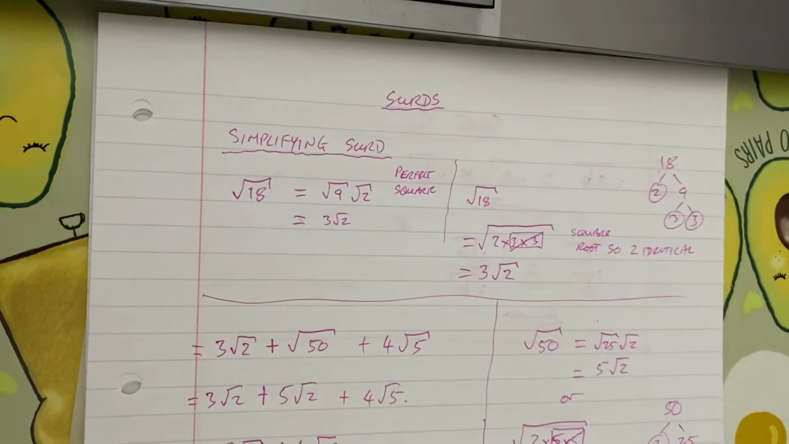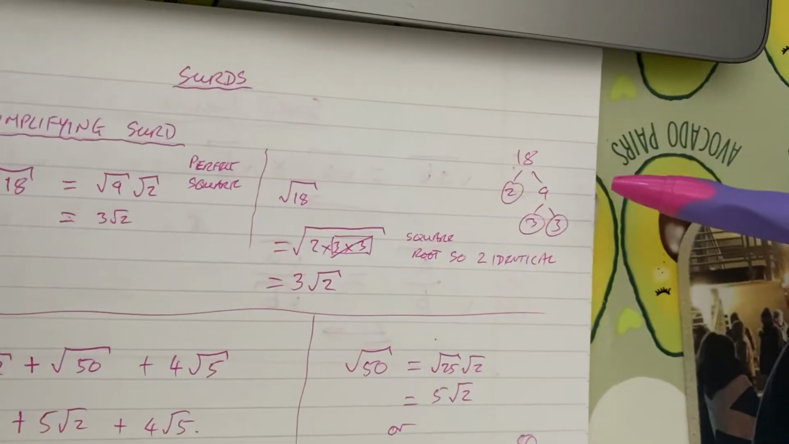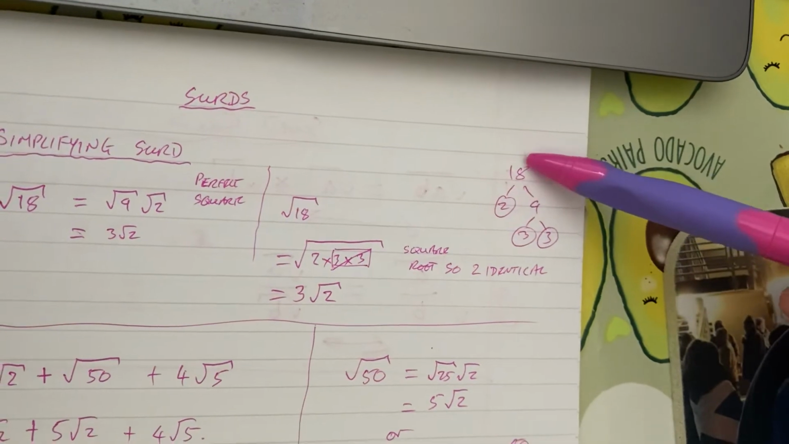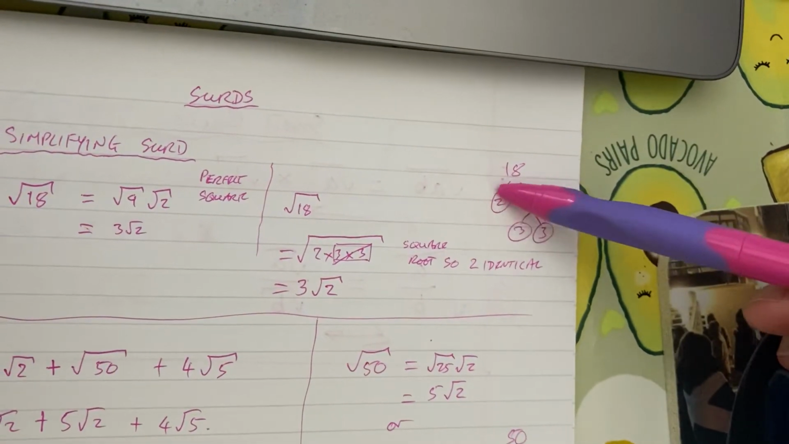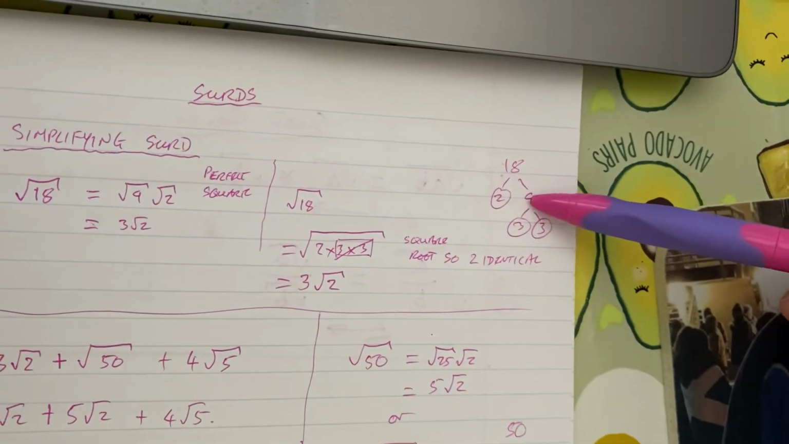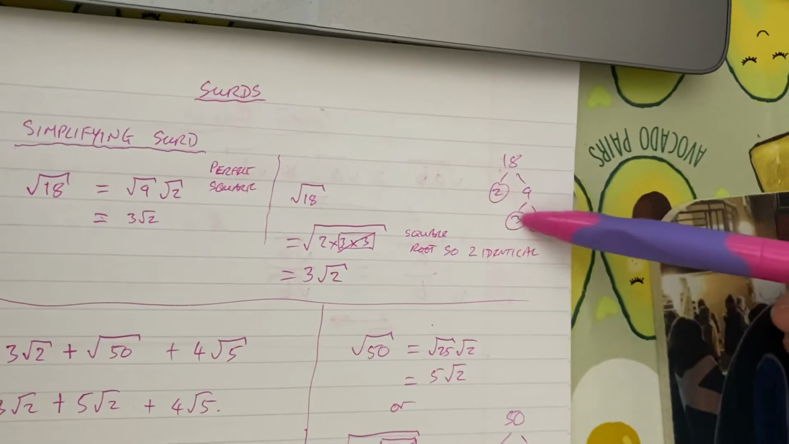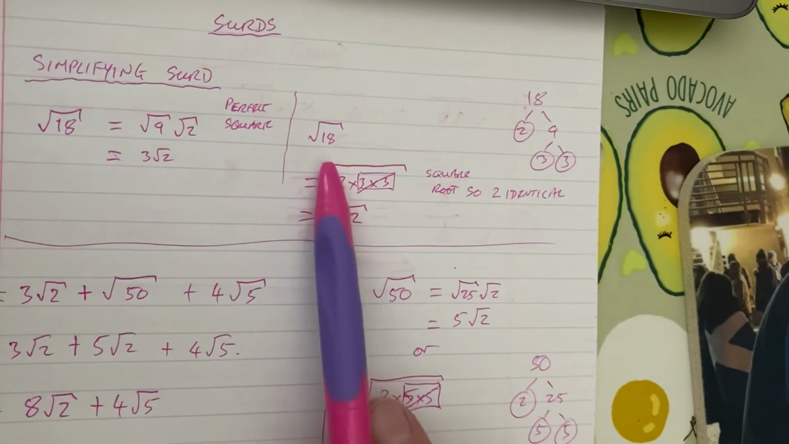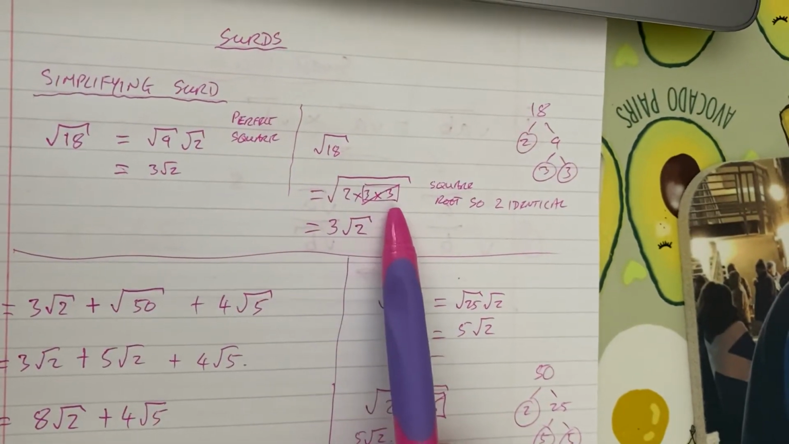The other way of doing it is what I would call the root prison method. So what we do is we break it down into its prime factors. So 18 is 2 times 9, so 2 is a prime, so we circle it. And 9 is 3 times 3, both of them are prime, so we circle them. And what we do is we put them under the same square root. So 18 is 2 times 3 times 3.